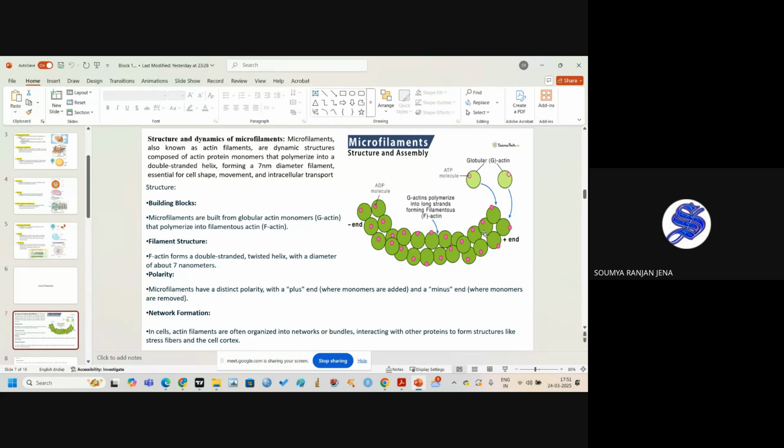This addition and removal of these microfilaments causes the contraction and expansion of these microfilaments, or actin filaments, inside the cells. Then if we go to the major important function, that is network formation in cells. Actin filaments are organized into networks or bundles, and these interact with other proteins to form structures like stress fibers and the cell cortex.